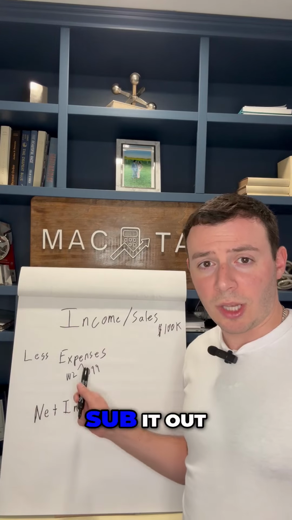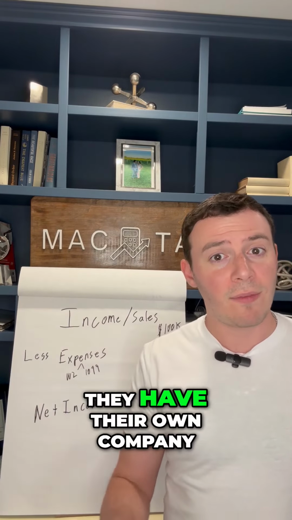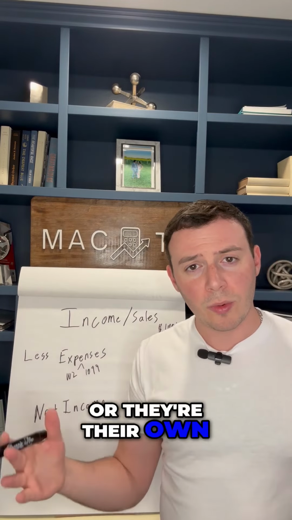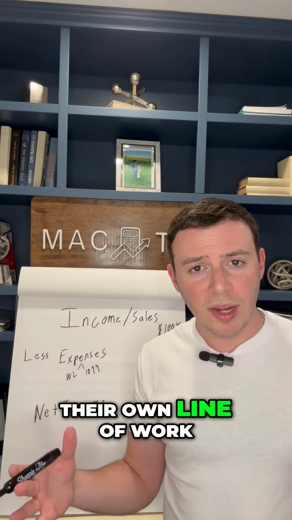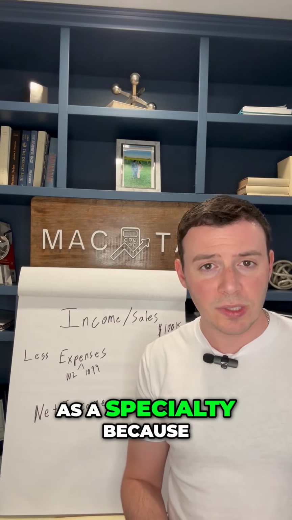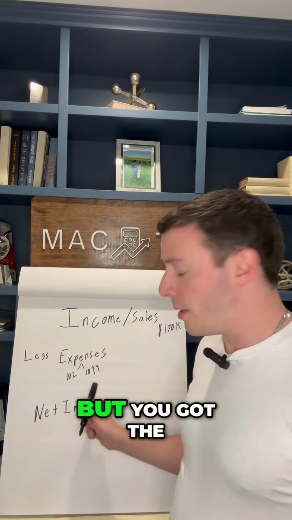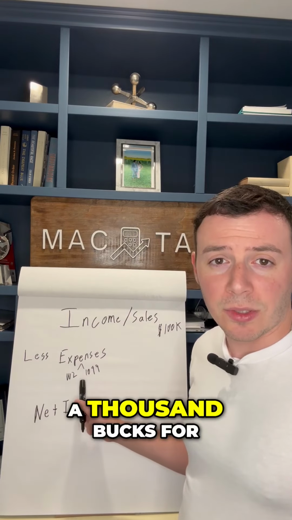1099 is when you sub it out, basically. You may need somebody just for a weekend. They have their own company. They have their own tools, or they're their own person with their own tools, their own insurance, their own line of work, but you need them as a specialty because you're cutting this tree and you need to sculpt it in a certain way. You don't know how to do that, but you got the job, you got the client relationship, they're paying you. So you're going to pay them, say, $1,000 for the job.